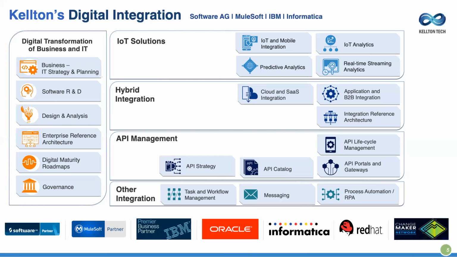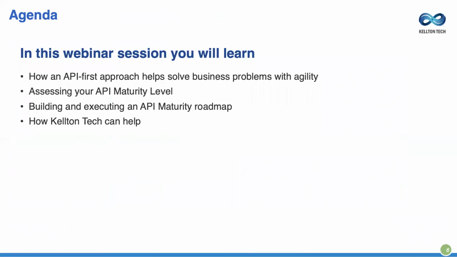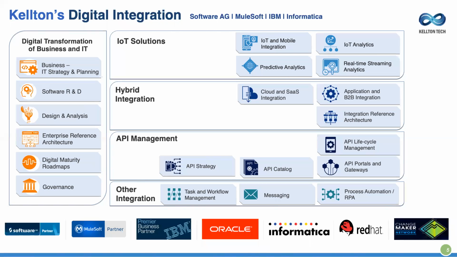With that, just quickly wanted to start with today's agenda. In this webinar, we will learn our API first approach, technology agnostic. We support all the commercial off-the-shelf platforms that enable hybrid integration and API management from IBM, from Software AG, MuleSoft, Oracle, Informatica. And we are also a part of a new network of Changemaker Network partners that we created, an ecosystem to enable innovative digital systems and IoT and analytics as well.